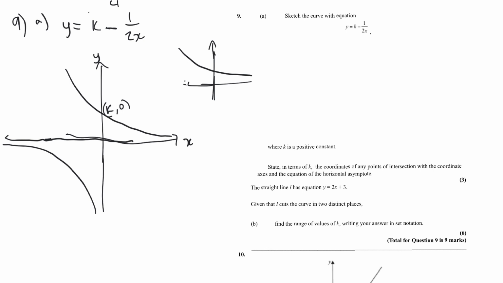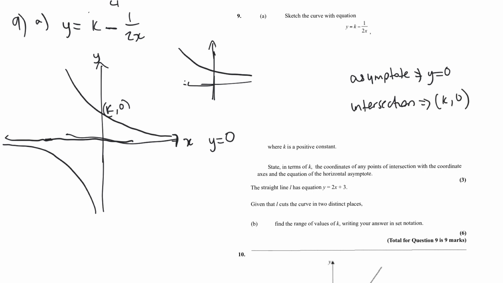Also, there's no other point of intersection, but we can happily say that the asymptote, the line that's not really touching, is the x-axis. So, the equation for the x-axis is y is equal to 0. So asymptote y equals 0, and intersection 0, k. Okay, and then yeah, so that's that part.